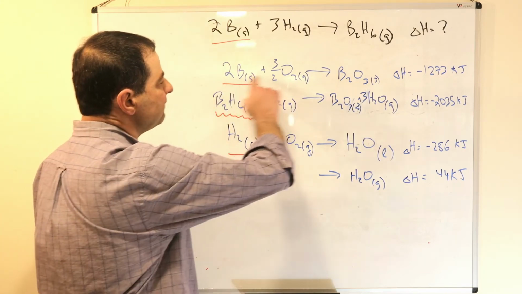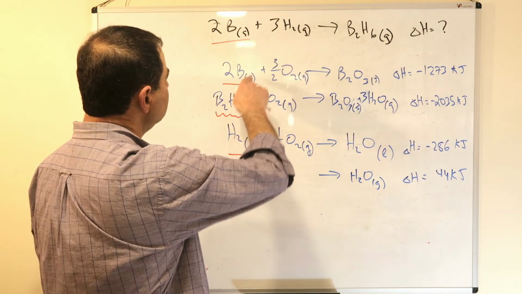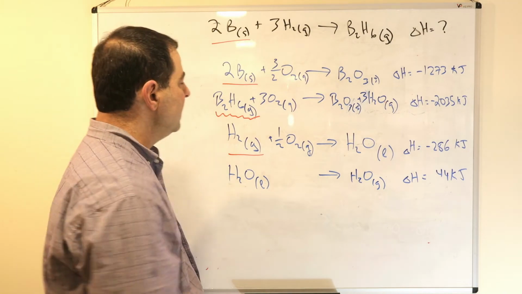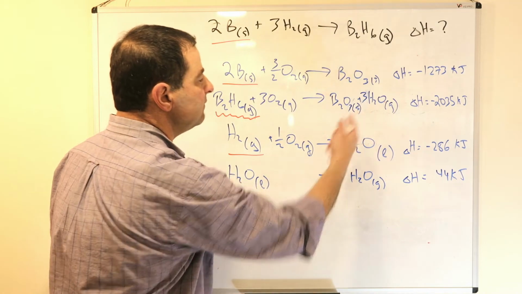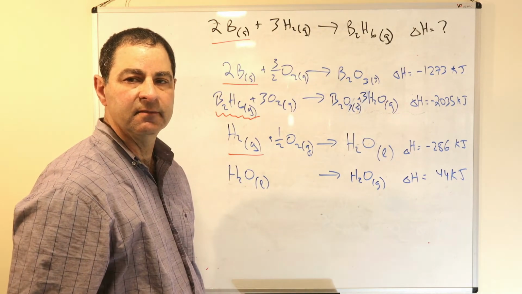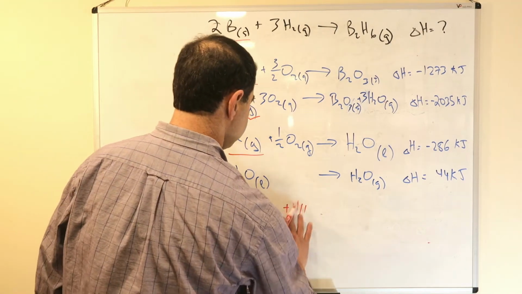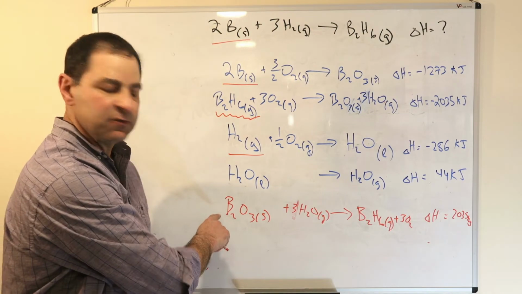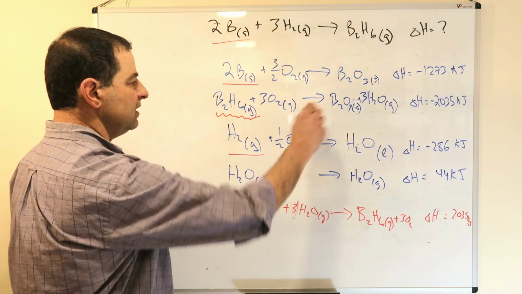I can see here the first one doesn't need to change at all. I can see here I have 2B solid and I have 2B solid up here. Again, phases are very important. This second one, I have B2H6, it was a product. I need to reverse this reaction. So what I'm going to do is I'm going to reverse this reaction. I reverse this reaction and change the sign of delta H. So this reaction is no longer here.